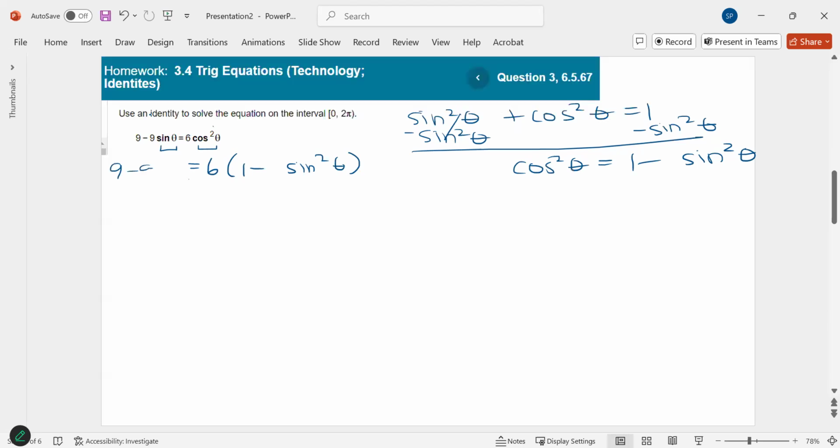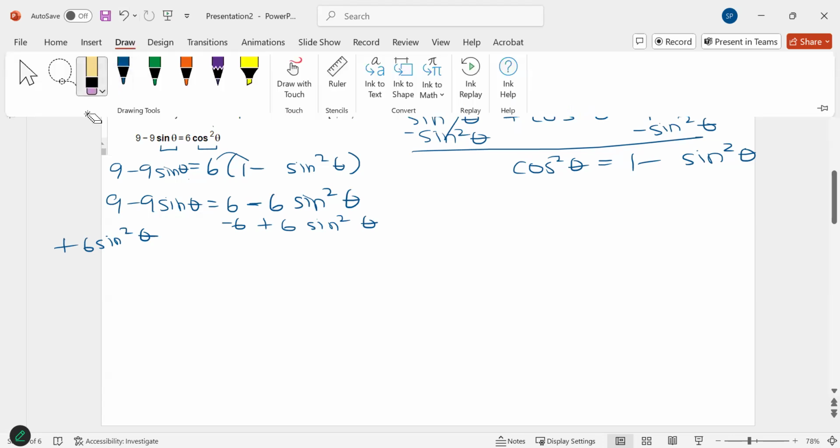And then on this side, we have 9 minus 9 sine theta. Let's distribute. We have 9 minus 9 sine theta equals 6 minus 6 sine squared theta. Now I'm going to get all the terms on one side, by adding 6 sine squared theta on both sides. I'm going to also subtract the 6.